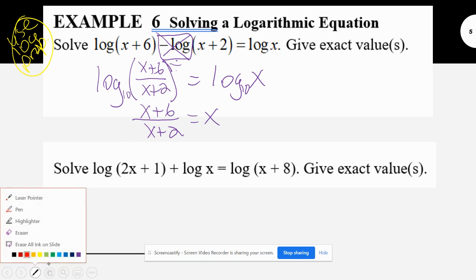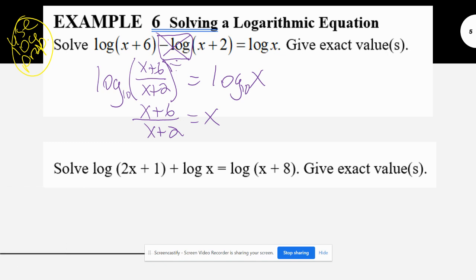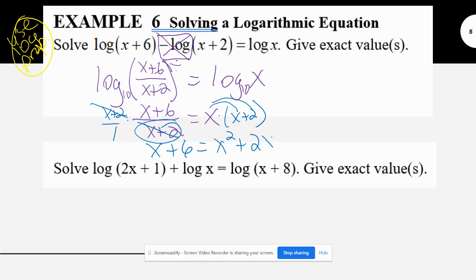To start solving this, I need to move this x plus 2 out from underneath. So multiply both sides by x plus 2. These reduce out. We have x plus 6 is equal to, distribute, x squared plus 2x.